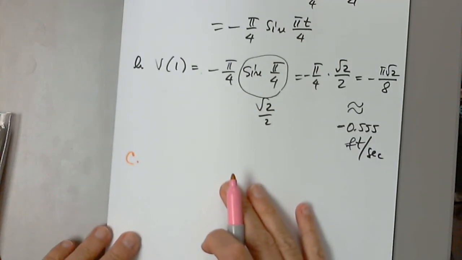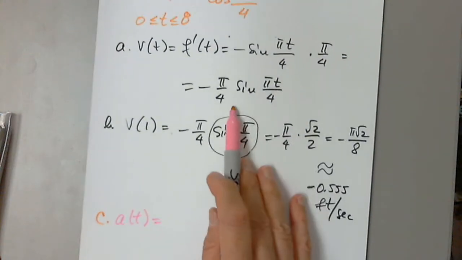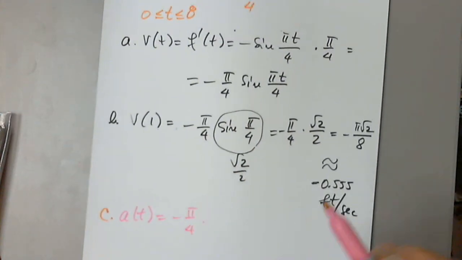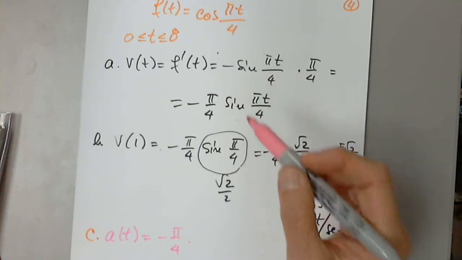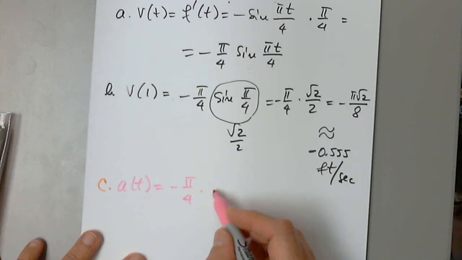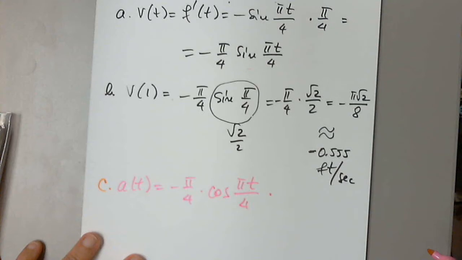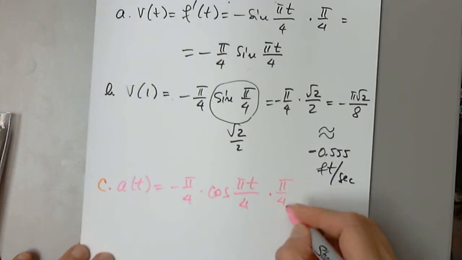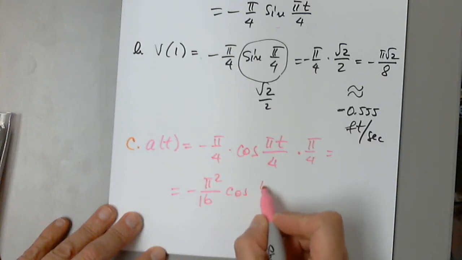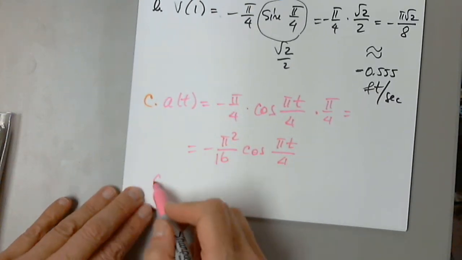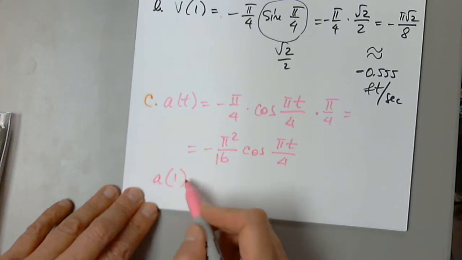It was, again, the acceleration at t in feet per second squared. Very good. So we have to differentiate this. We have negative pi over 4 times, we differentiate sine. What is it? Very good. Cosine pi t over 4 times pi over 4. So then we have negative pi squared over 16 cosine pi t over 4. And they want the acceleration after 1 second. 1, very good.